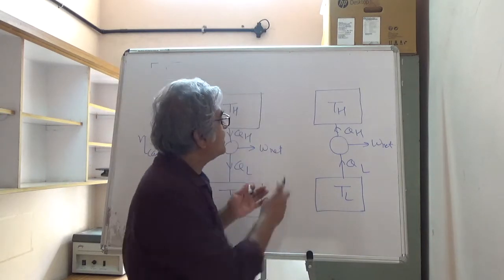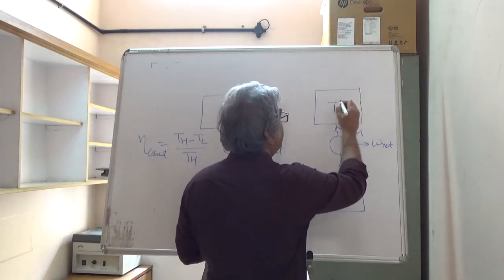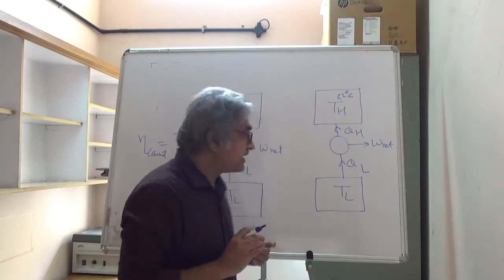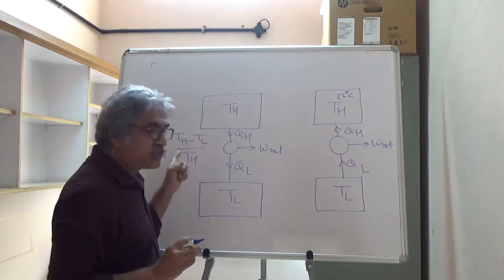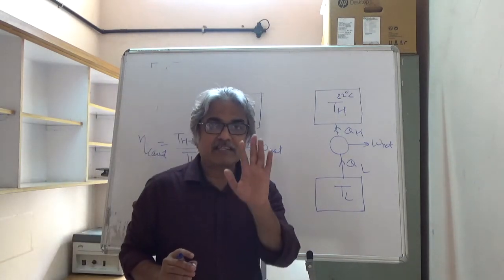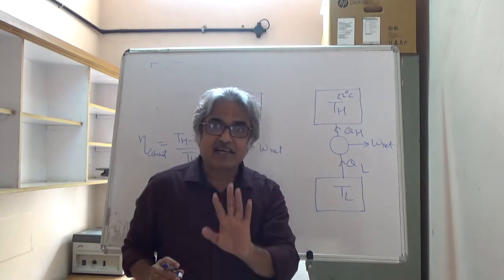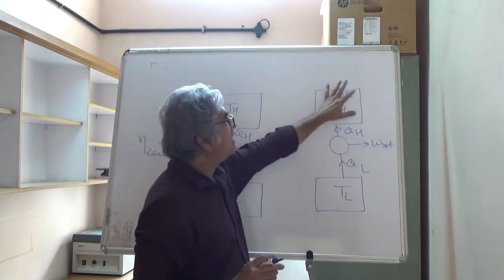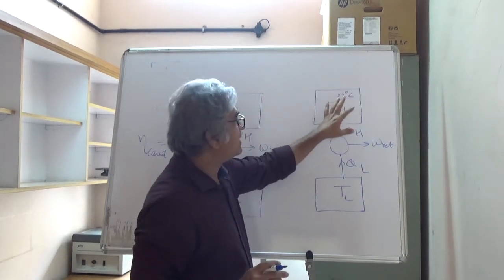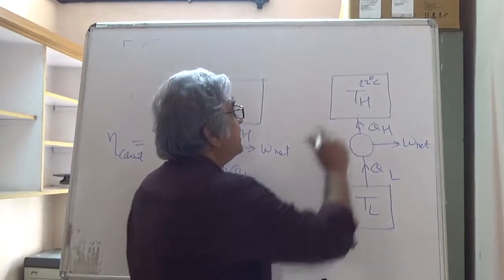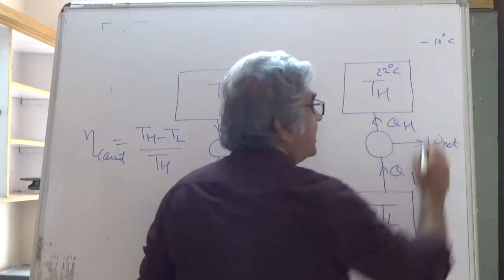Let's say this is our room and the temperature is 22 degrees Celsius. By the way, there is one important point which I didn't say: these temperatures TH and TL are in Kelvin. Efficiency of Carnot engine is also expressed as TH minus TL upon TH, but the temperatures are in Kelvin. This is something which I didn't mention, I should have. But right now let's say this body is at 22 degrees Celsius. In Kelvin it will be 22 plus 273. And the surrounding temperature, I said, is minus 10 degrees Celsius.